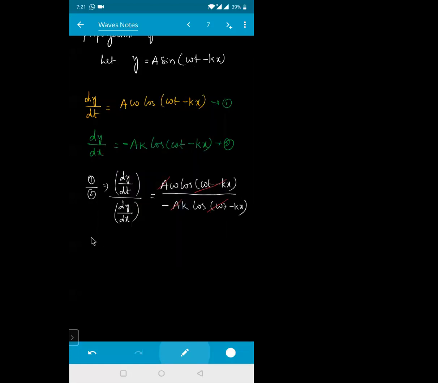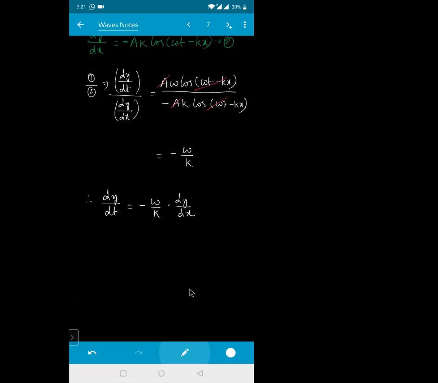So ultimately, dy by dt divided by dy by dx will be equal to how much? This will become minus omega by k. Can I write like this? Yes sir. So therefore I can write dy by dt will be equal to minus omega by k, and this term will go on this side, so this becomes dy by dx. Is that clear?